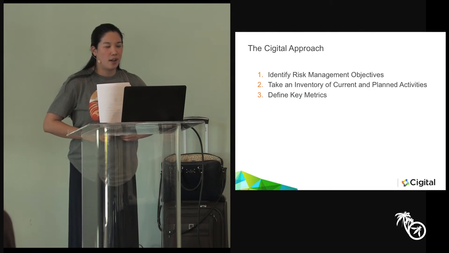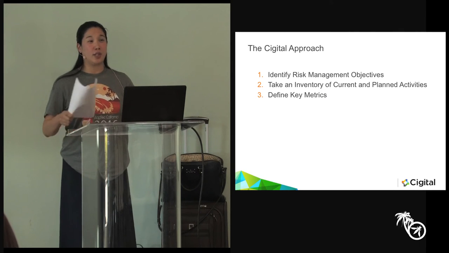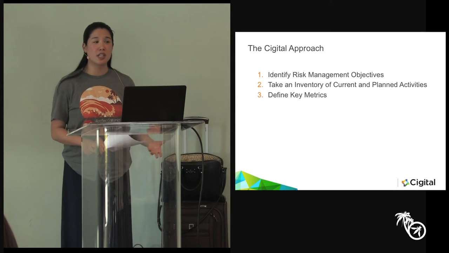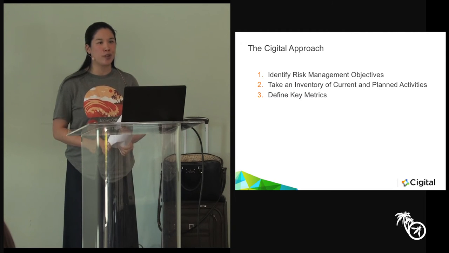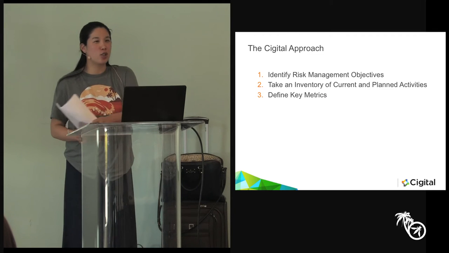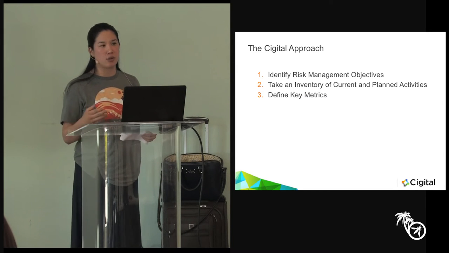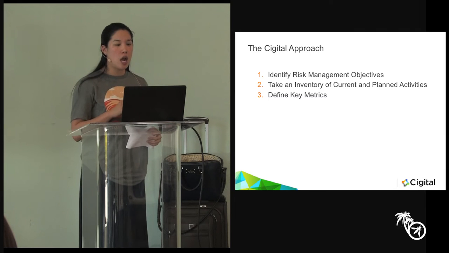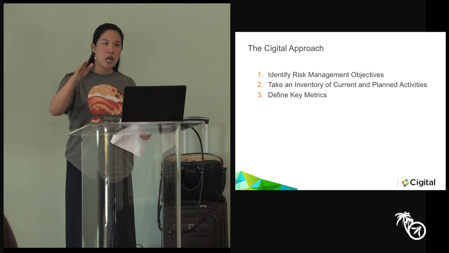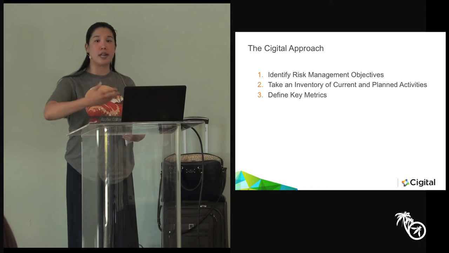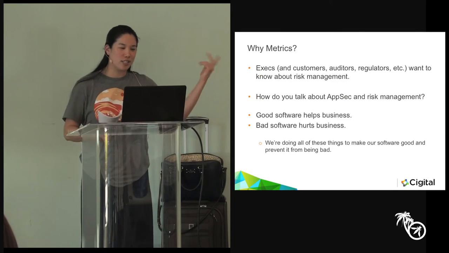In the beginning of this talk, I talked about risk management. Risk management is about making good software because good software makes better business, and avoiding bad software because bad software hurts the business. So how do we get more detailed than good software good, bad software bad? We've thought about this a lot, and we have 20 or so risk management objectives that I want to share with you. The way that I think about metrics, the way that Cigital thinks about metrics, is to start with these objectives, look at what we're doing against those objectives, and then use that to say, here are some metrics. Okay, so we talked about this already.